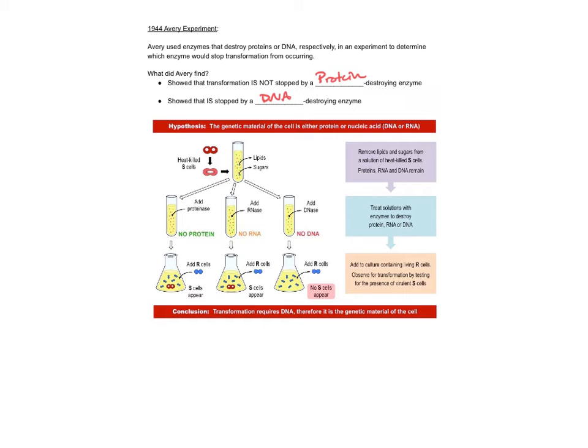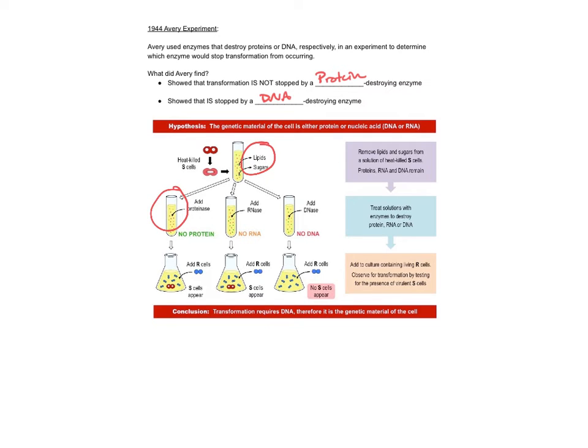So what the scientist did is that he extracted DNA, proteins, and RNA from some bacteria. And so he got rid of the lipids and the sugars in the solution so that all he had was DNA, proteins, and RNA. Then, with some of that liquid that contains protein, RNA, and DNA, he added a proteinase, which is an enzyme that breaks apart proteins.